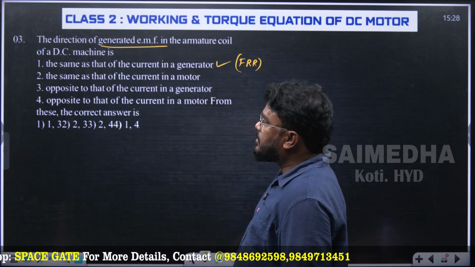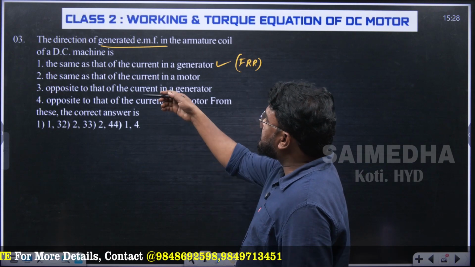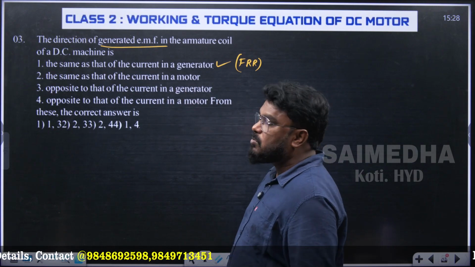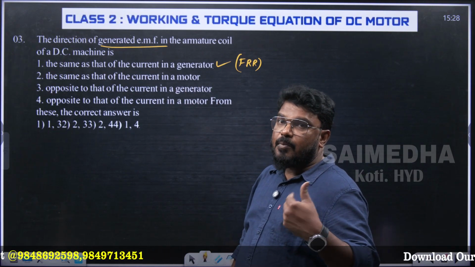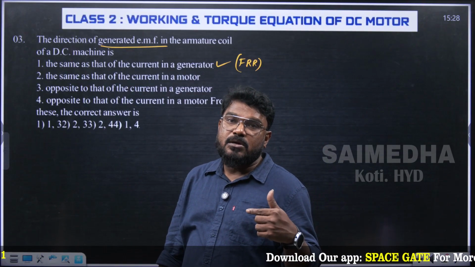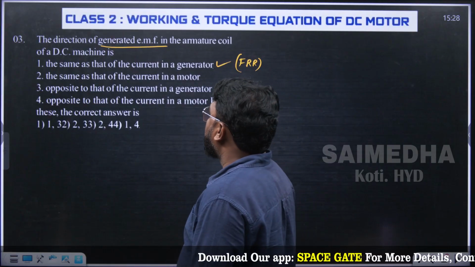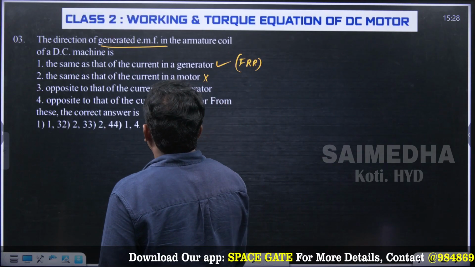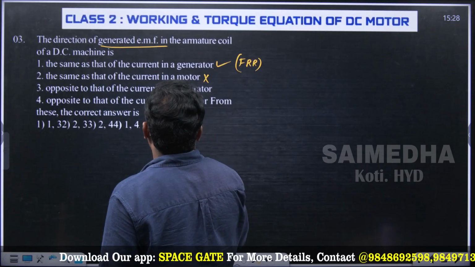Direction is the same as that of the current in the motor. So in the motor, it is always in the opposite direction. Why? Because back EMF opposes the applied voltage to satisfy Lenz's law. So this is not a correct statement. This one is not correct.